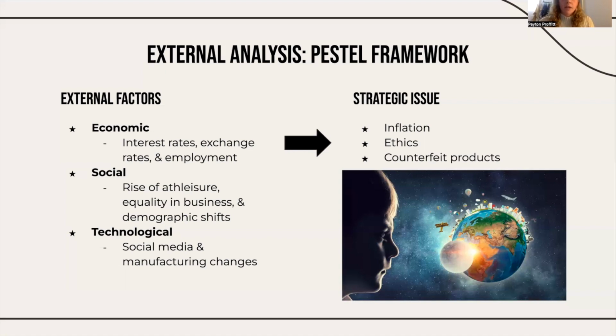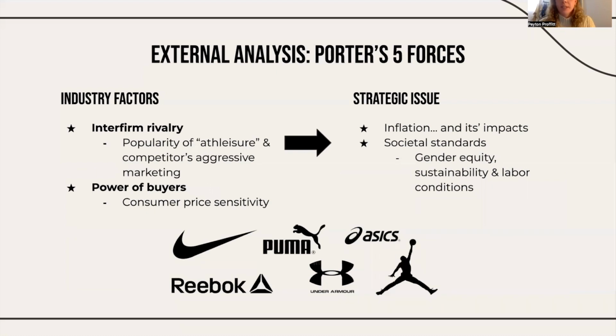So moving on to our next external analysis, we look at Porter's 5 forces and the industry factors. So we see interfirm rivalry that is driven by aggressive marketing and competition for luxury items. And in addition, the power of buyers is a key driver as consumer price sensitivity determines how profitable Nike products will be. And both of these affect Nike and are due to strategic issues of inflation and the societal standards that we just discussed. So moving on.